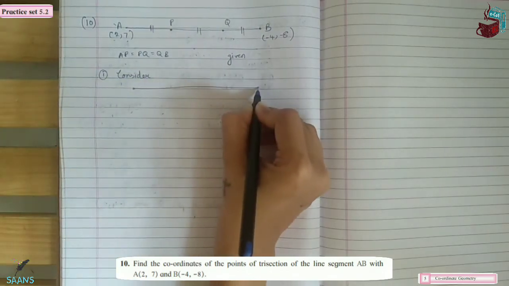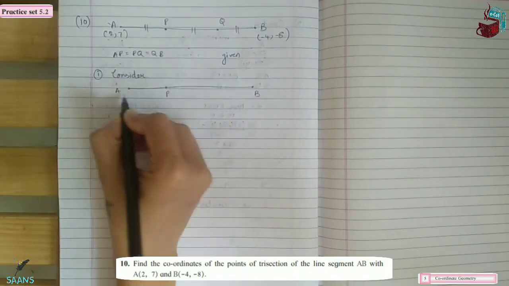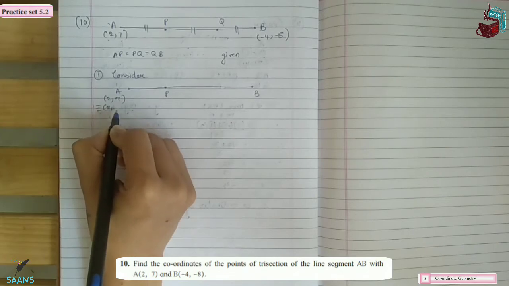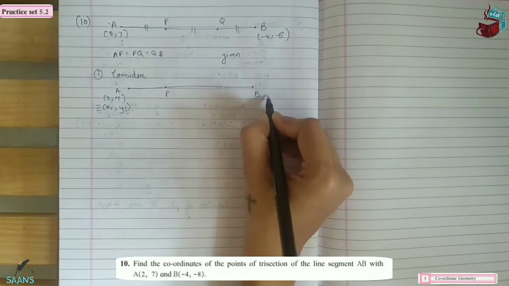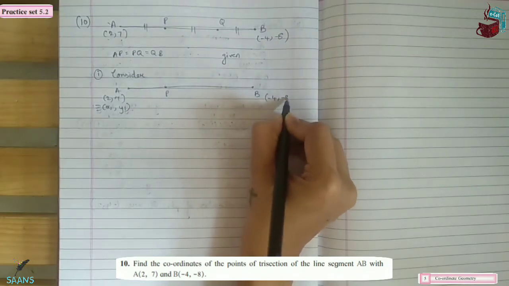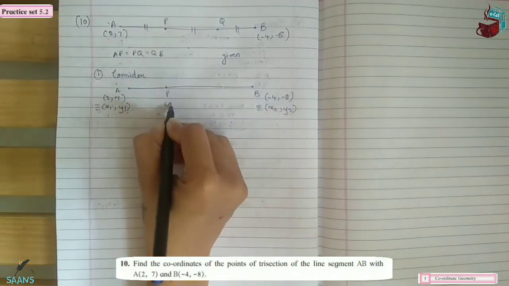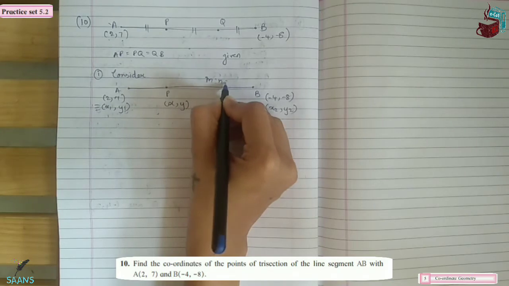Like last time in the previous sum, A, B, and I will consider P as of now. A is 2 comma 7, we will take it as x1, y1. And B is minus 4 comma minus 8, that is x2, y2, and P is x comma y. Again, we don't know what m is to n. So first we'll find m is to n.